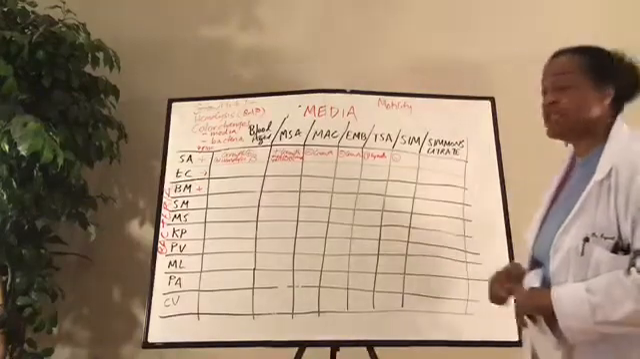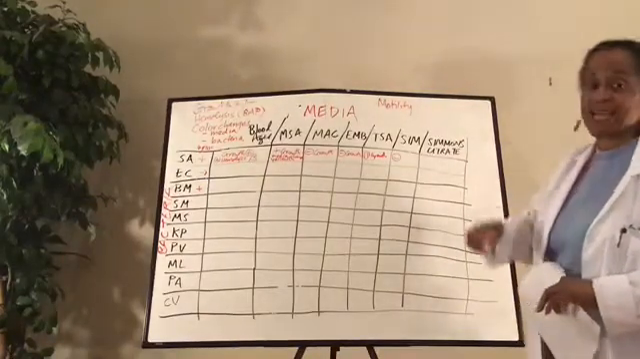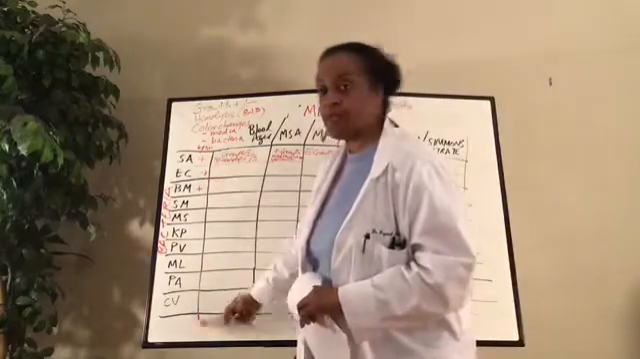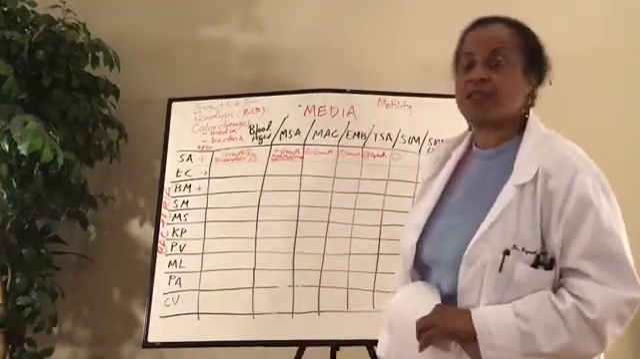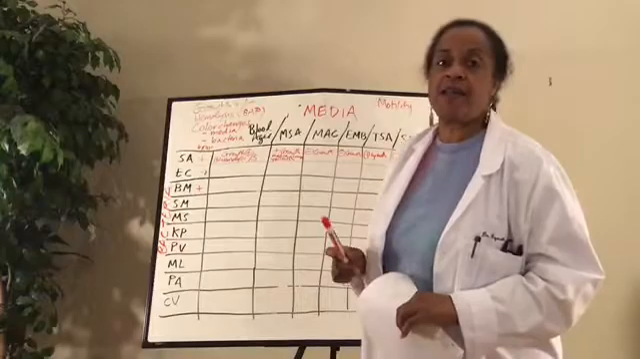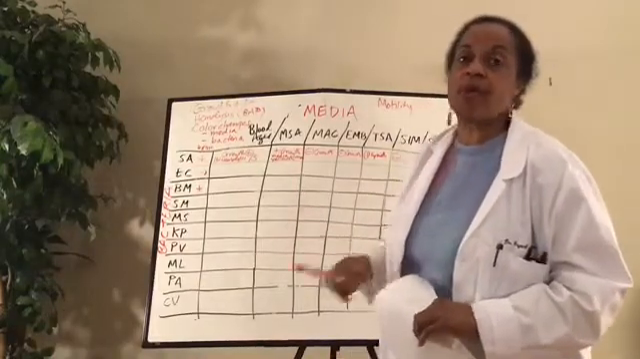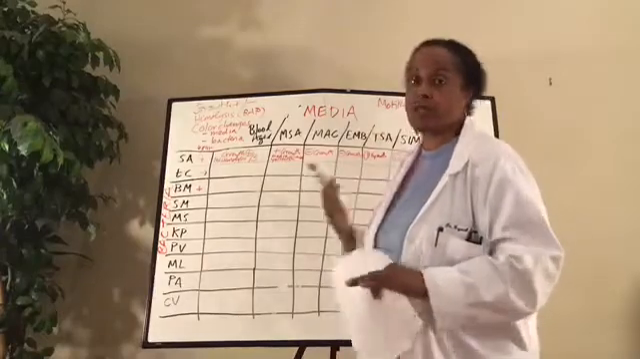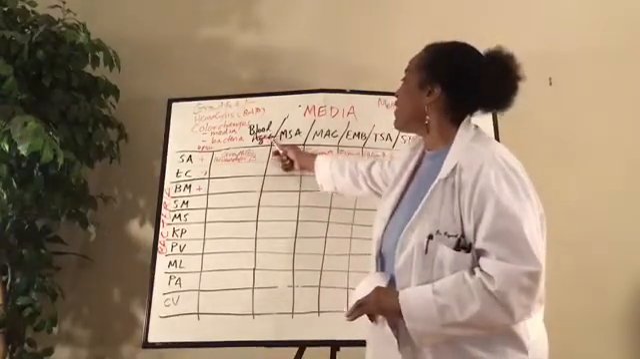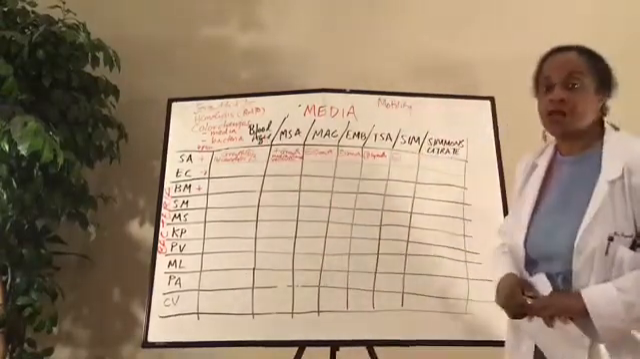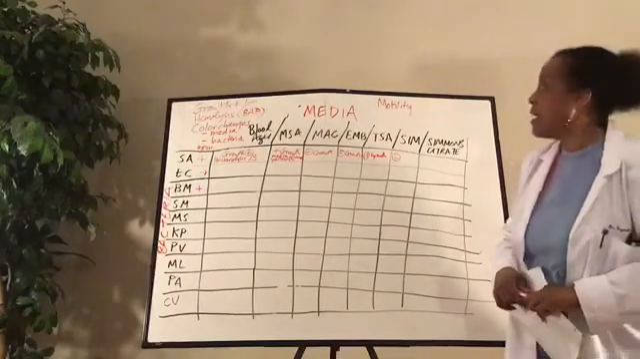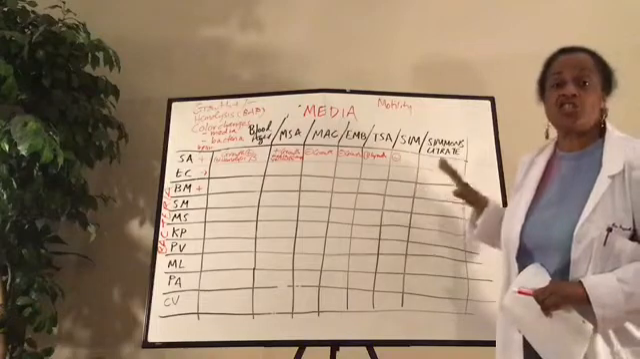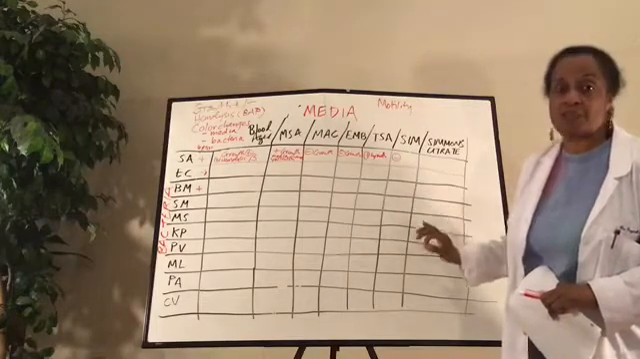But this is the way your table will be set up. I want it exactly in this order as far as the bacteria lined up here. I don't want it random, because I don't want to have to look at 18 different pieces of paper all over the place. We both have enough to do, so let's make our lives a little easier. And then the media should also be in this particular order. Put as much information in this table, in this chart, as possible.